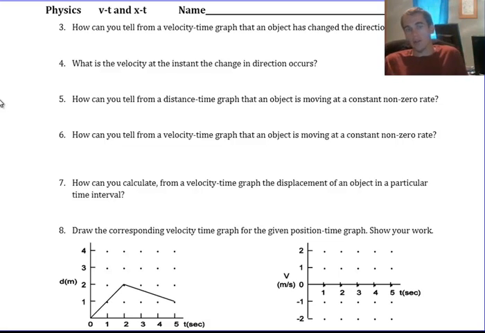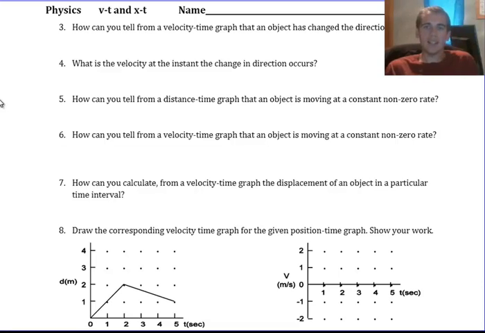I just want to make sure that you have these answers, right? So number 3, how can you tell from a velocity time graph that an object has changed the direction of its motion? As we talked about earlier, and as you saw in those other videos, velocity time graphs indicate instantaneous velocity, which means we get its direction from the sign of its velocity. So if the sign of the velocity changes, its direction changes, and the sign changes when it crosses the t-axis. So we can tell direction changes when the line crosses the t-axis.